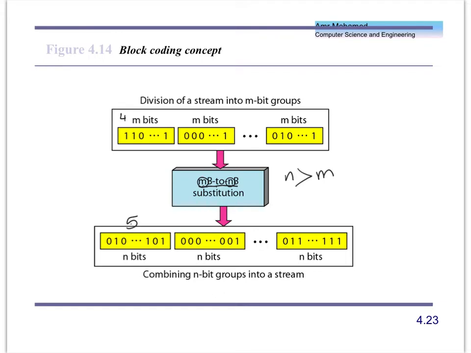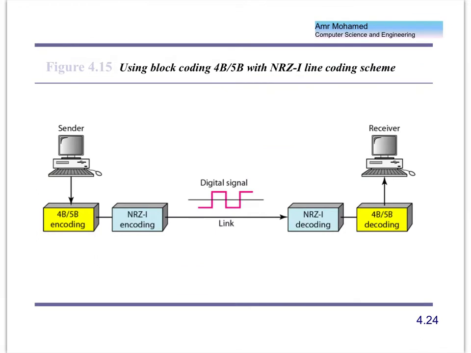Is that clear? So this is the main idea really, to do the substitution for each m bits with n bits, such that n is greater than m. There is no place for equality here. If m equals n, we have the same number of combinations at the input and at the output. So we don't have any degrees of freedom, in which case the block coding will not work, right? So that's the idea.